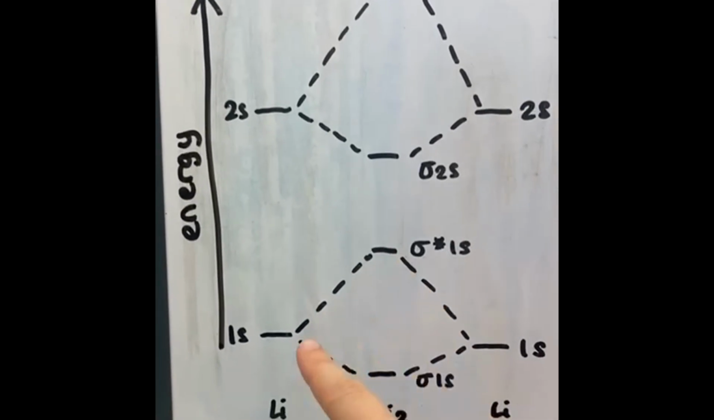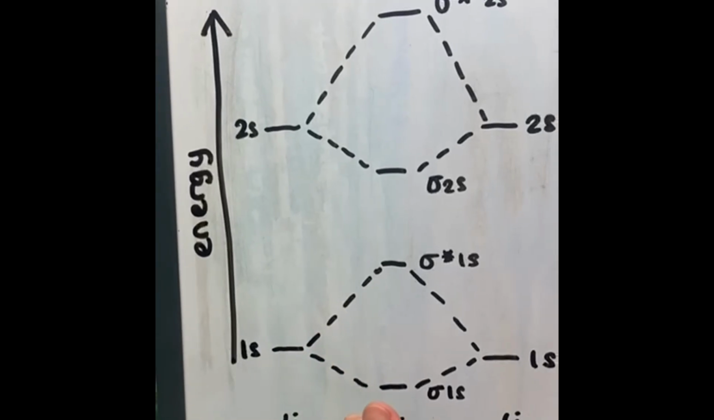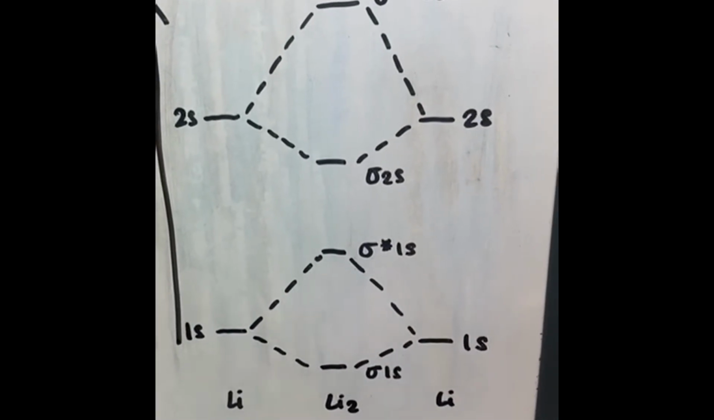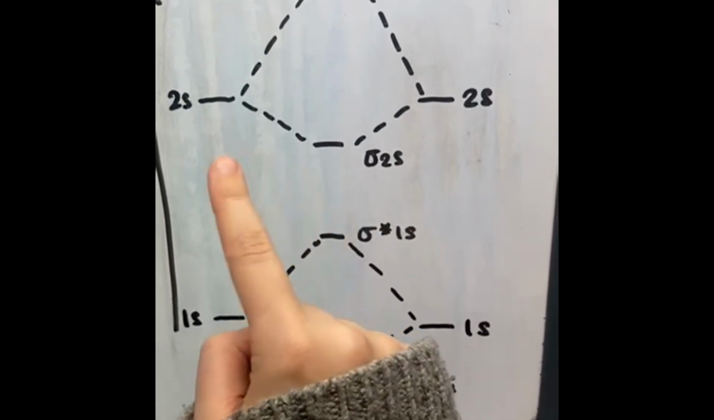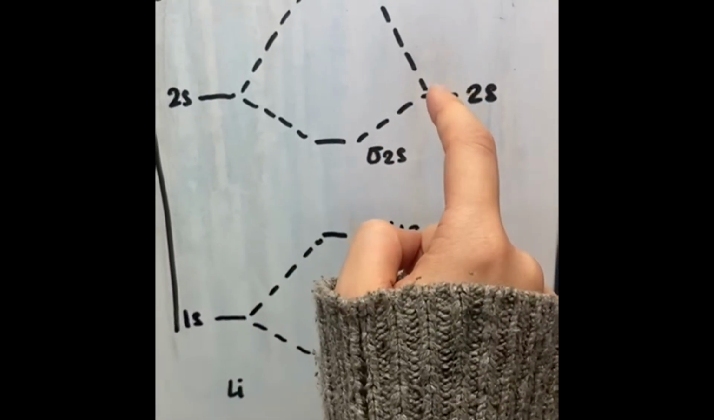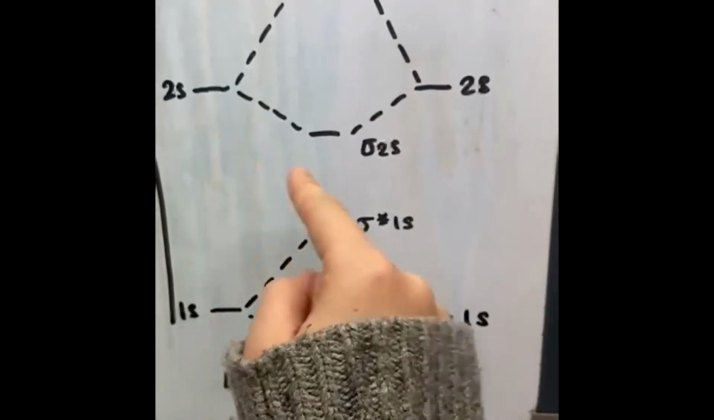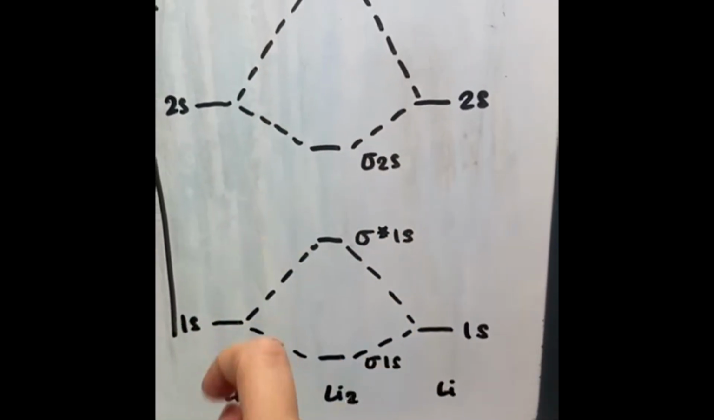If you can see here, the dotted line going up to sigma star is slightly longer than the dotted line going down to the sigma. And it's the exact same concept for the 2s. We've got sigma 2s lower in energy than the 2s. The sigma star 2s is higher in energy, and it's also further up than this is down. The dotted line is slightly higher going up than that one is.